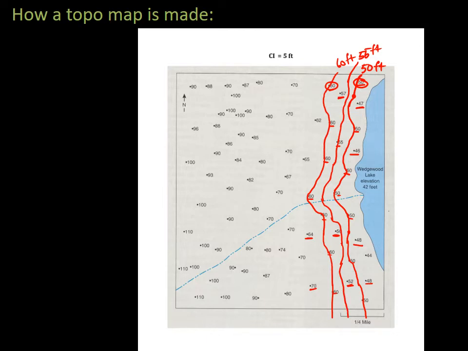You can repeat this exercise and finish this entire map just following this rule. If you're drawing the line, for example, for 85 feet, you need to always go between values which are larger and smaller than 85 feet.